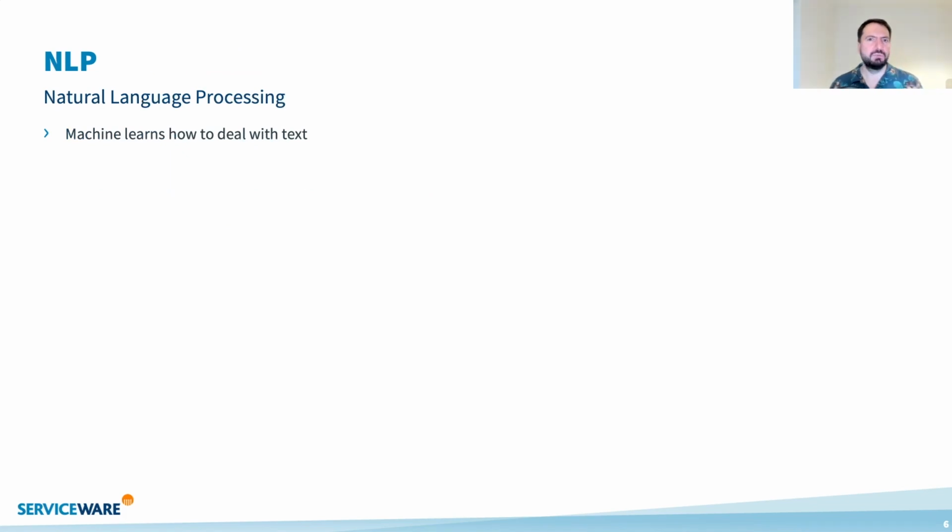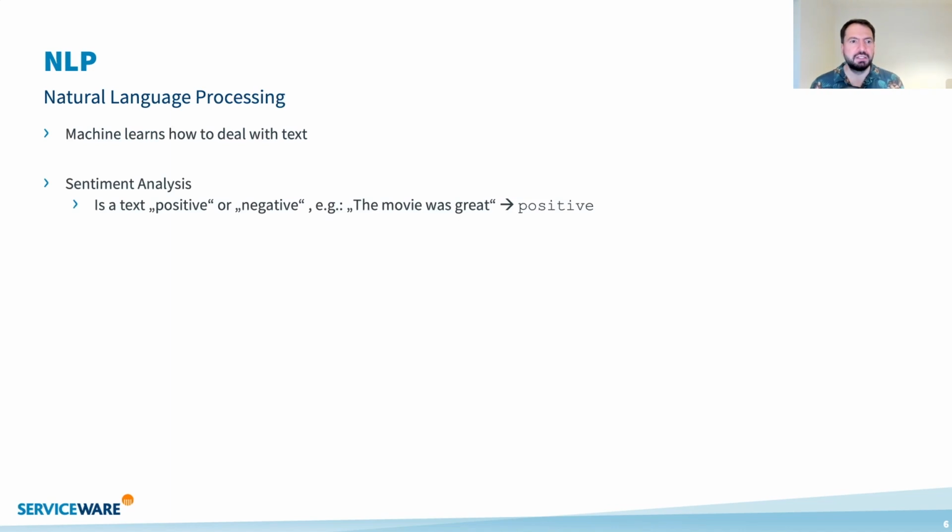In our team, we dealt with natural language processing. That's the topic where we try to teach a machine how to deal with text. There are multiple examples for natural language processing. One could be sentiment analysis, where you try to figure out what the sentiment of a certain text is. Let's say movie reviews, where you say, hey, that movie was great, and the model computes, okay, that was a positive comment.